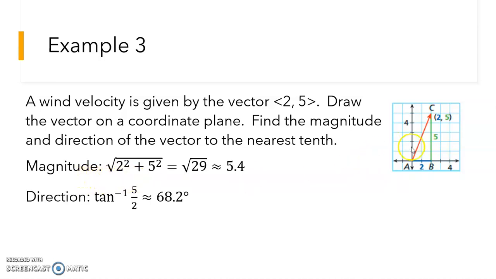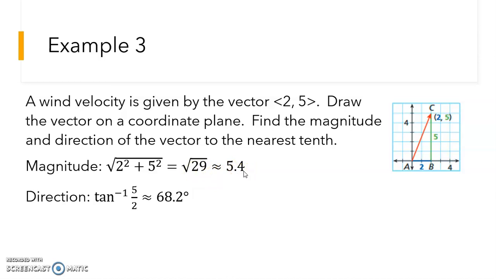For magnitude, I needed to find the length of the red vector. So I could use the Pythagorean theorem because this is a right triangle. So I did 2 squared plus 5 squared equals c squared. And I did the square root to get c alone. So the square root of 2 squared plus 5 squared is the square root of 29, which is approximately 5.4. Okay, so the magnitude is 5.4.